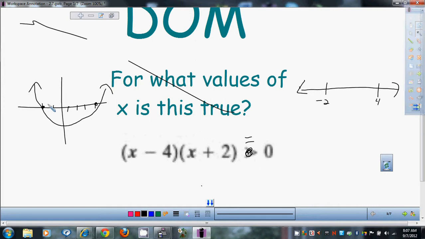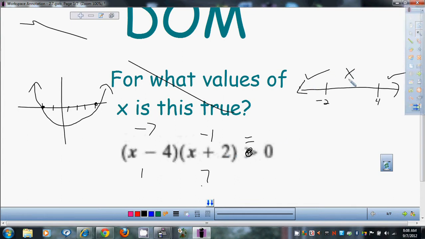So if I plug 0 into this function, what's that going to be? Negative 4 times 2 is what? Negative 8. Is negative 8 greater than 0? No. So you would have been an x right here. I'd plug in a number over here, like 5. That'd be 1 times 7. Is 7 greater than 0? Yes, it is. I'm going to plug a number in this range, like negative 3. That'd be negative 7, negative 1. Is positive 7 greater than 0? And that's how you're going to find your answers.